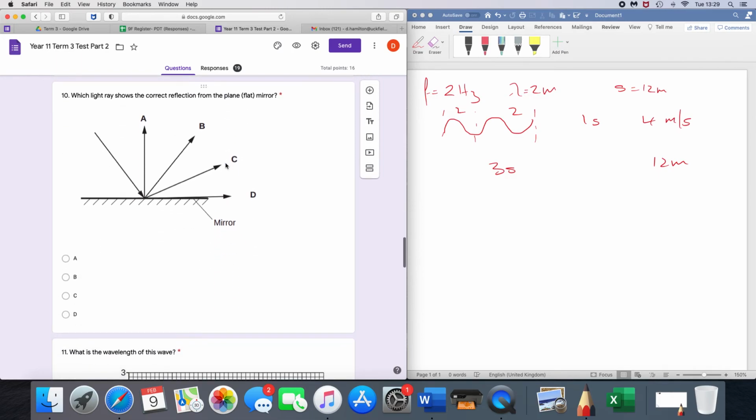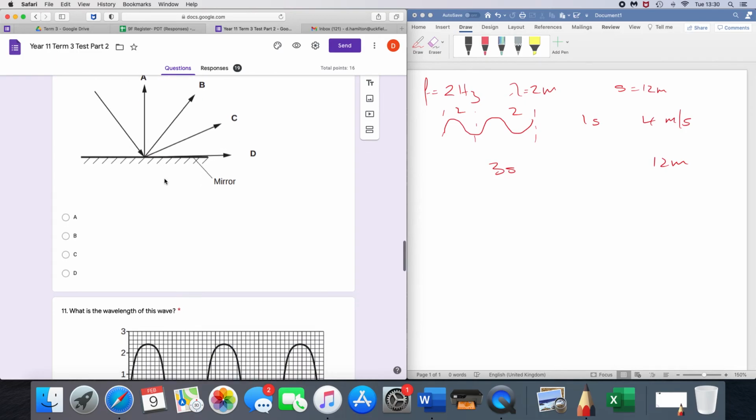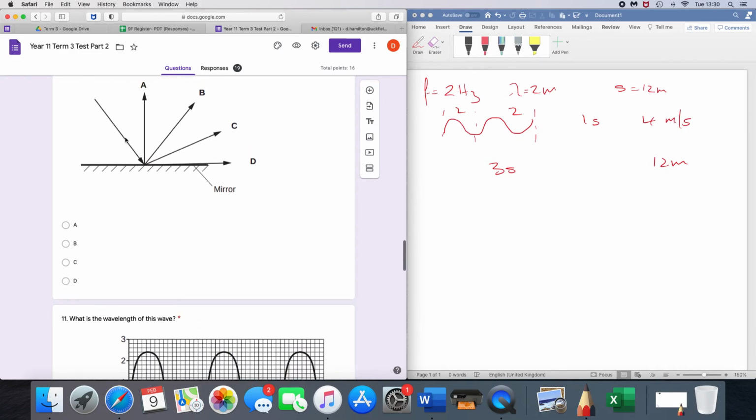Question 10. Which light ray shows the correct reflection from the plane or flat mirror? So we're looking for the angle of incidence and the angle of reflection to be the same, and that has to be B. Remembering that the angles are measured from the ray to the normal.